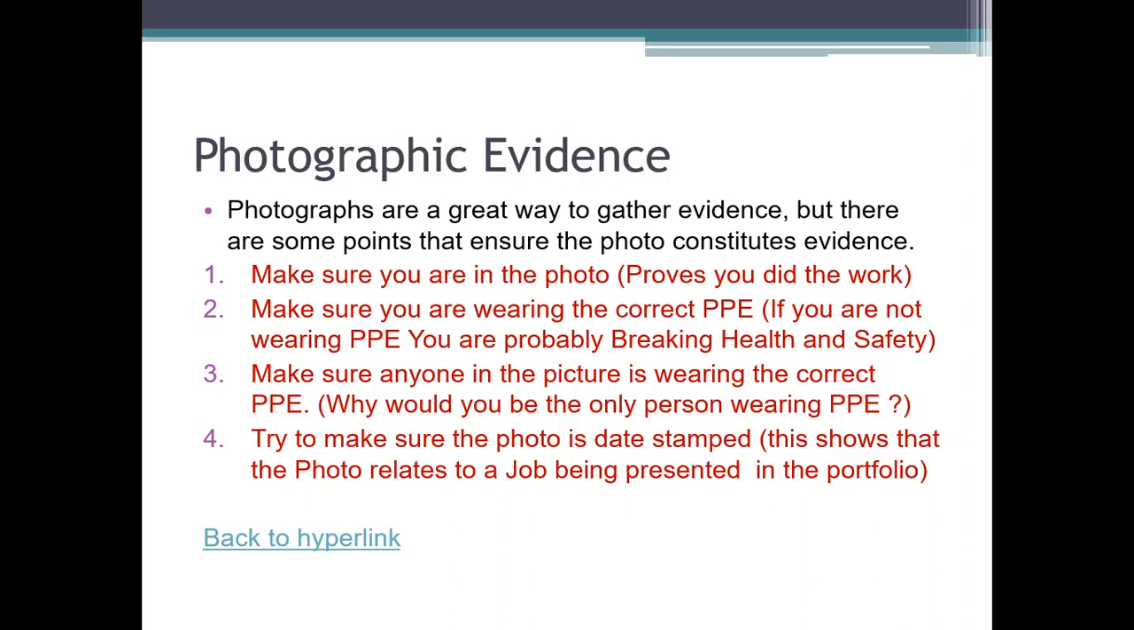Okay, make sure you're wearing the correct PPE, and if you're not wearing PPE, you're probably breaking health and safety. So when you have your photograph taken, you need to be wearing the correct PPE for that job. For that job, you should probably be submitting a risk assessment, and you should be wearing PPE that complies with that risk assessment.